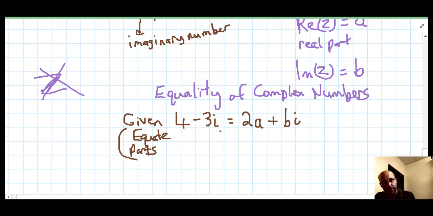So equating parts, looking at the real parts, 4 would be equal to 2a. So a is equal to 2. And finding b, bi equals negative 3i, so we can drop the i's, b equals negative 3.